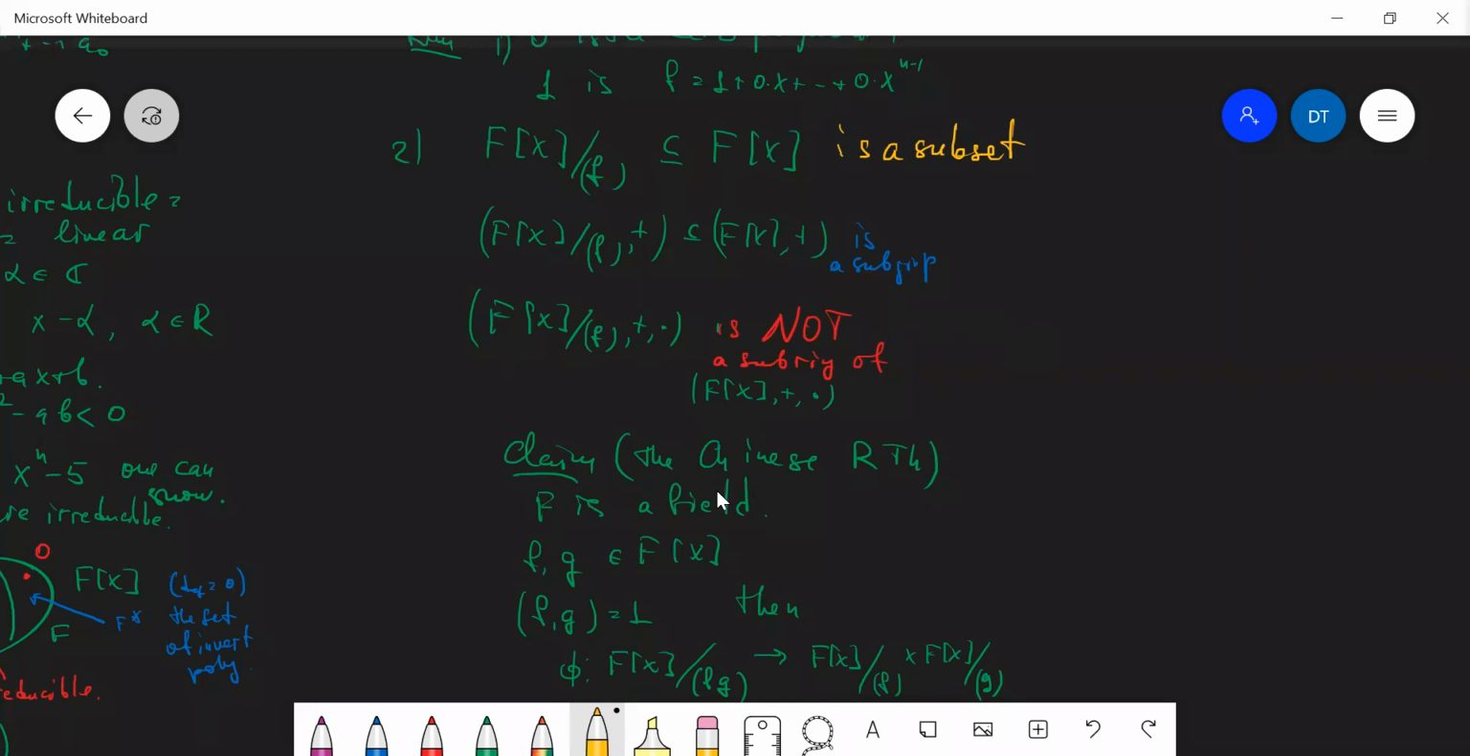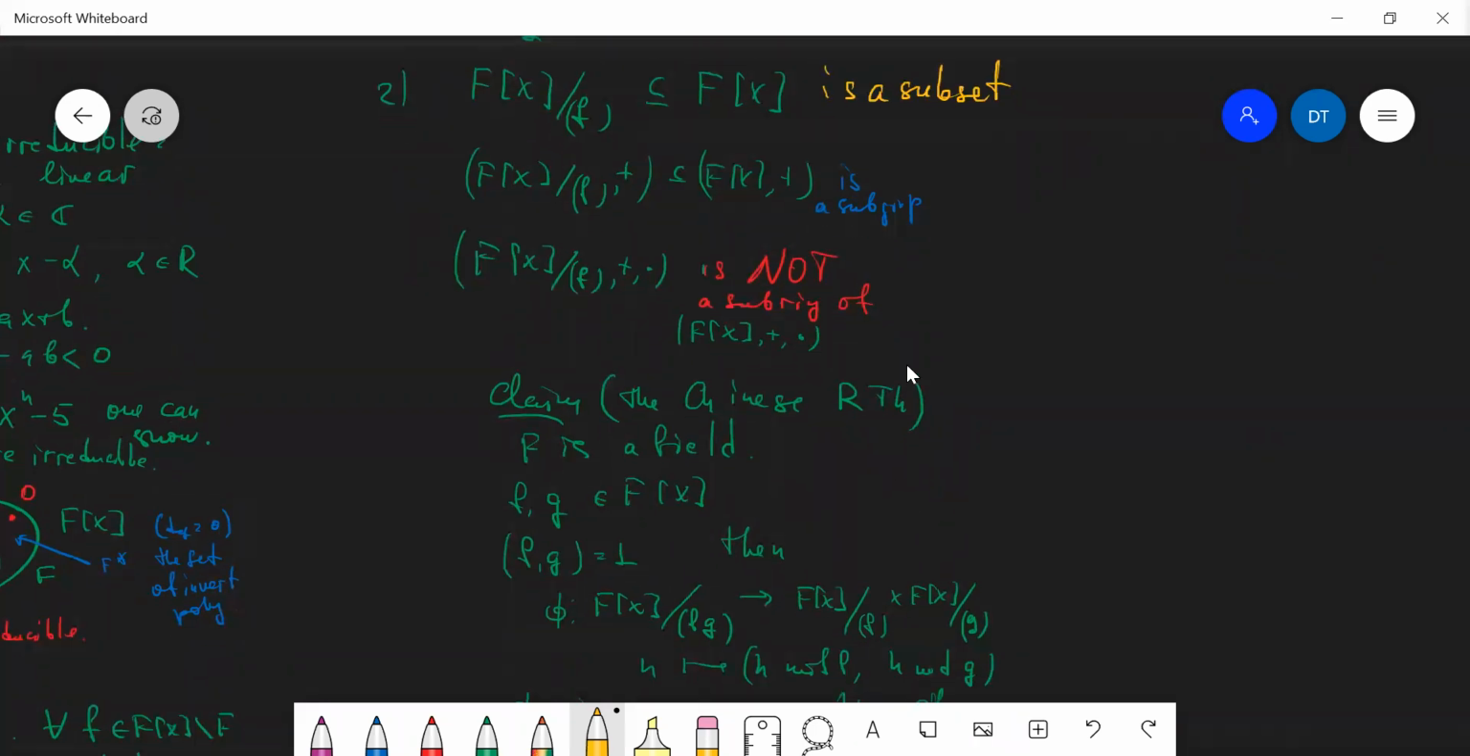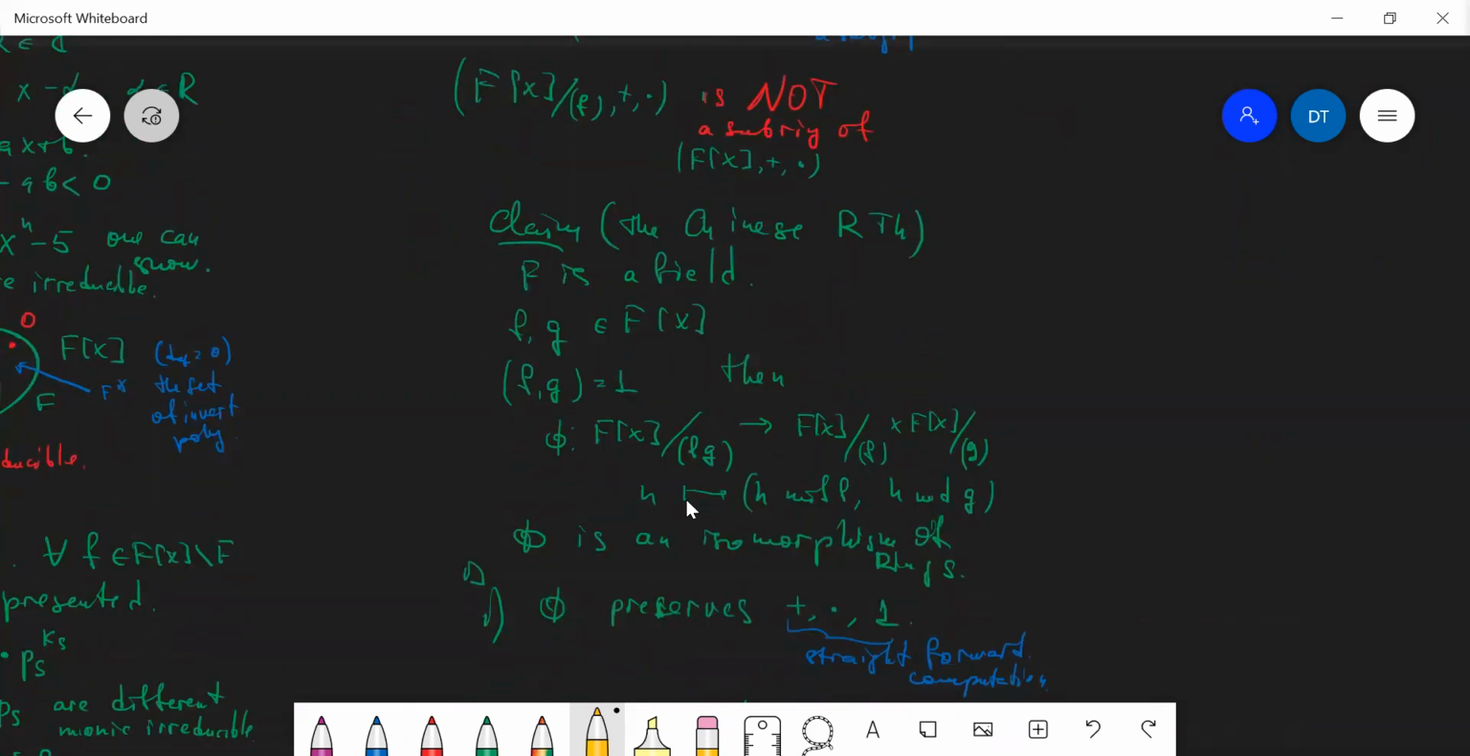If you can, describe this claim? Oh, the claim again. Okay. Well, this is the Chinese remainder theorem for this ring of remainders. Suppose you have two polynomials with coefficients in a field, and these two polynomials are co-prime. So the situation is very similar to the situation with integers.